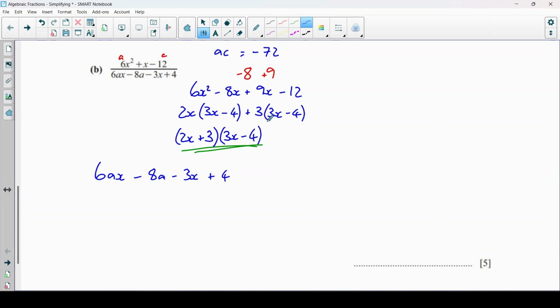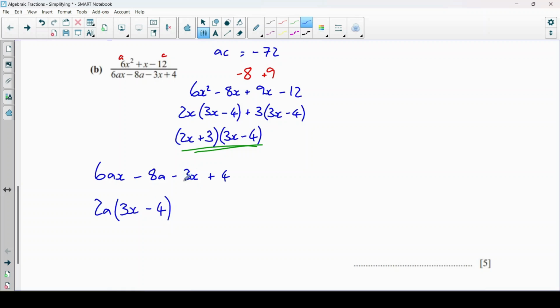Okay, so let's try and factorise maybe this first one. Let's see what I can take out of the first two. So it looks like I can take 2a out. And when I do that, I end up with 3x, 2a times 3, yeah. And then here, 2a times 4 would give me 8a. So 2a brackets 3x minus 4.